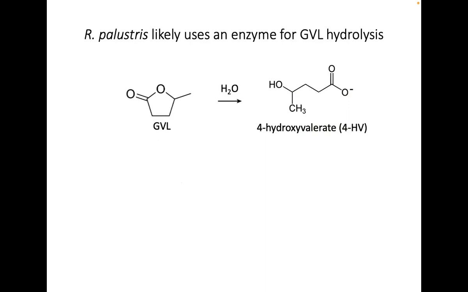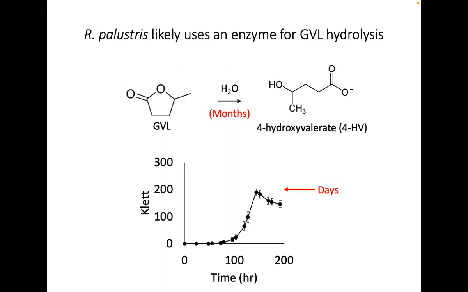When I first started on this project and started thinking about how GVL is being metabolized by this microbe, I did some searching in the literature, and this reaction is known to happen spontaneously, but on the time scale of months. If you leave a tube of GVL in water on your bench, it's reported to slowly convert to 4-hydroxyvalerate. However, in our bacterial cultures, we know our bacteria are growing on the scale of days. So it's most likely not waiting for this to happen naturally. Instead, it's probably using an enzyme for this reaction.